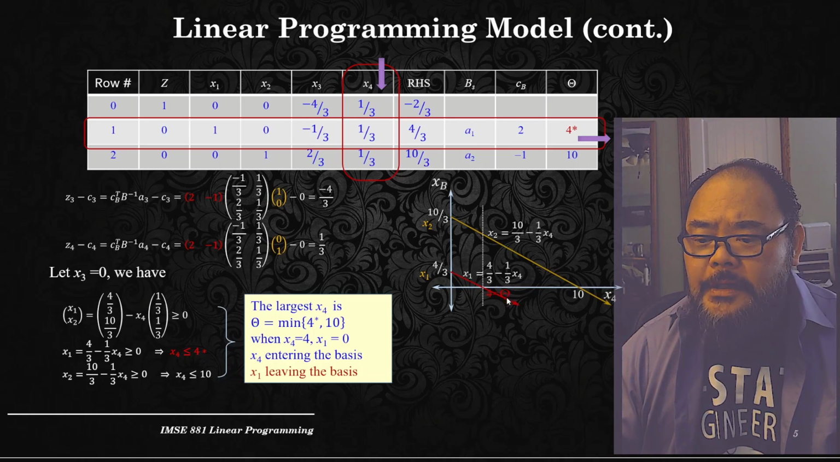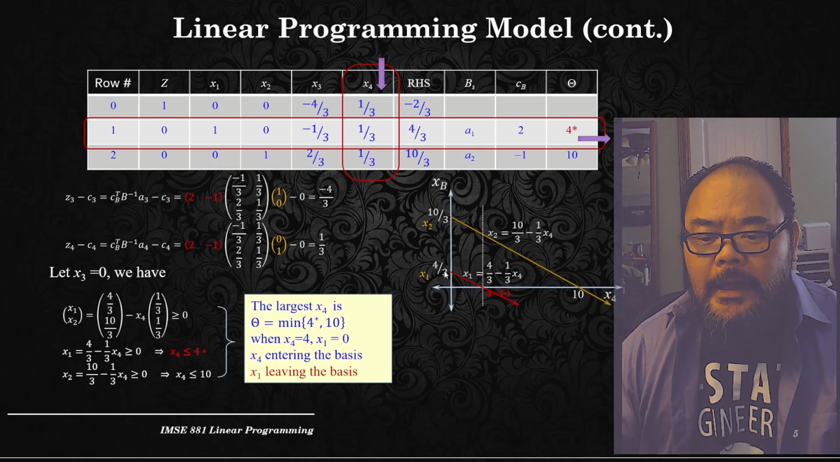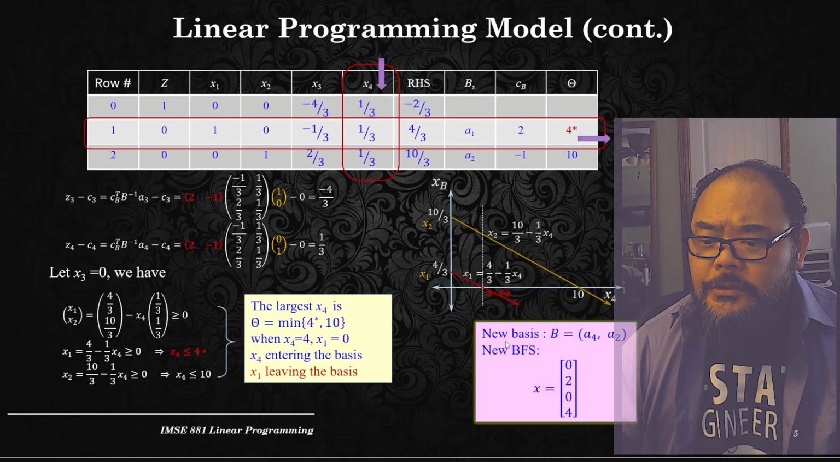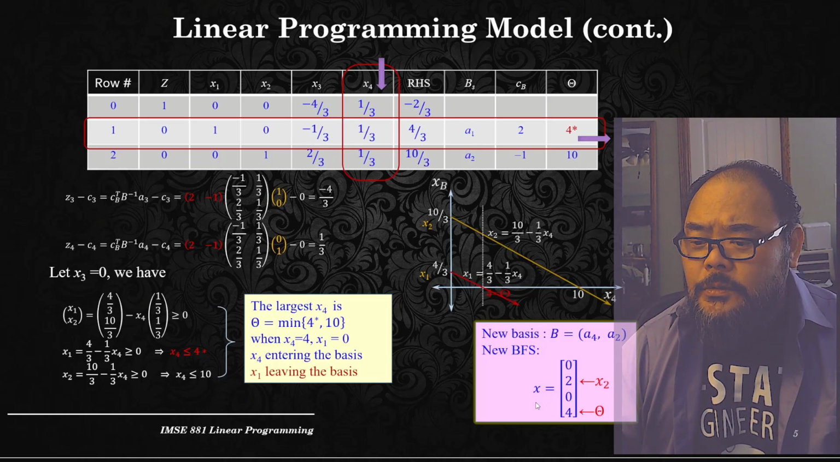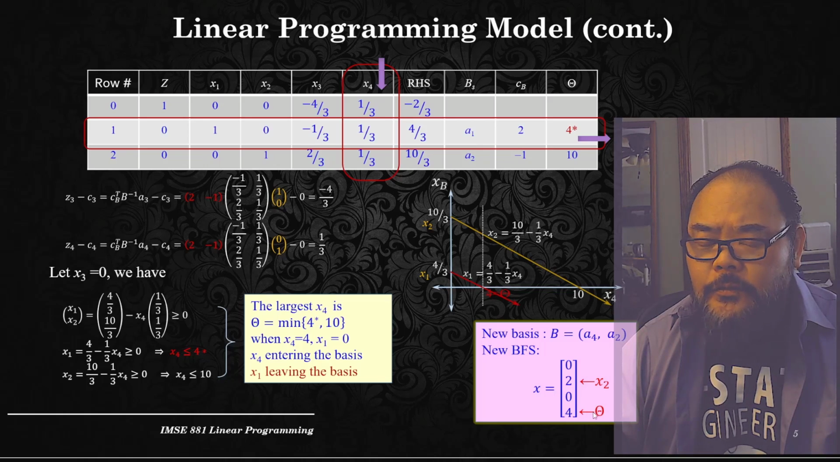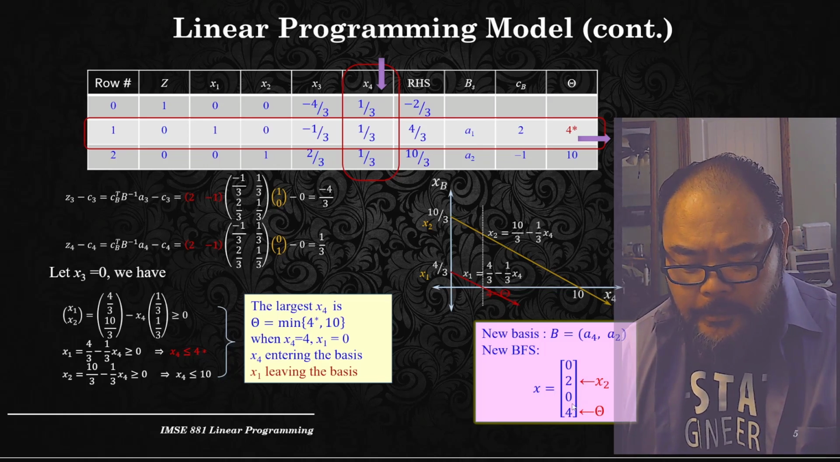So the minimum ratio test equals 4. So this is where we have to stop increasing x4. Otherwise, x1 or x2 could start going negative in that case. So for the current new basic solution, we can see that it is a feasible solution, x1 leaving the basis, x2 equals 2 up to this point when x4 equals 4. So x2 equals 2 and x4 takes the minimum ratio value.